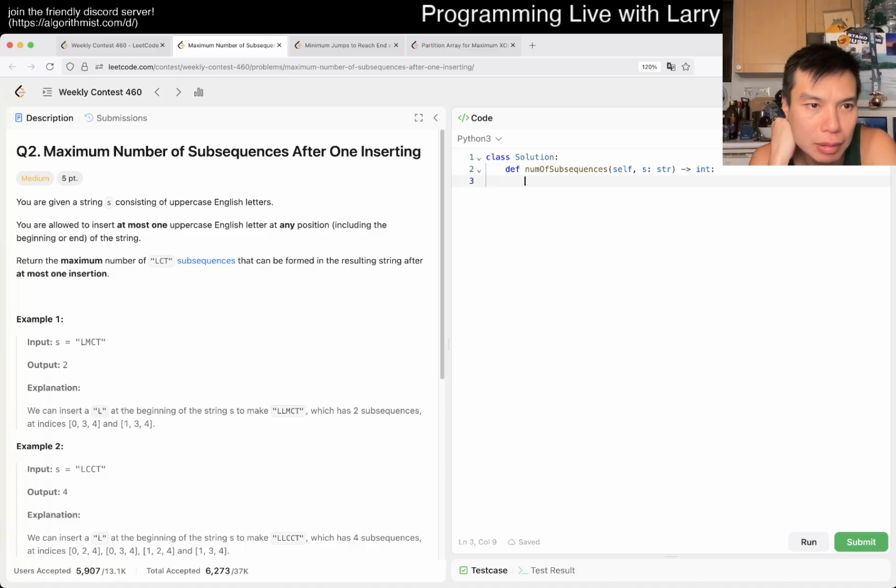Max number of subsequences after one insertion. Man, these titles are getting ridiculous, but okay. You're allowed one insertion. Return the maximum number of LCT subsequences that can form after one insertion. Clearly you want to add either an L or a C or a T. The L you would always put in the beginning. T you always put in the end. C maybe you have to brute force. Like you try all of them. Can you try all of them in the fast way?